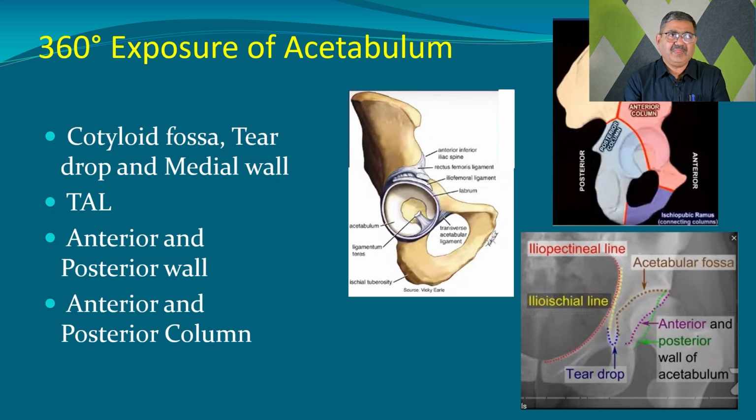You must see the cotyloid fossa, teardrop, and medial wall. The teardrop should be totally visible. Anterior and posterior wall, and anterior and posterior column; take a feel of the anterior and posterior column.